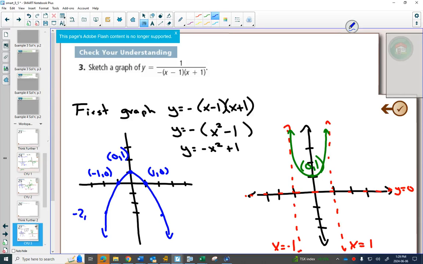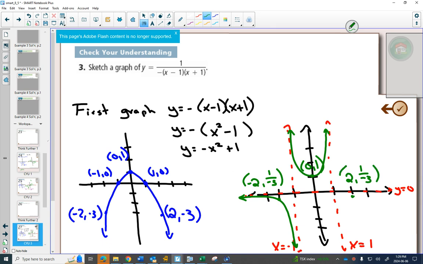We've got -2, -3. So you're going to have -2, 1 over -3. And that's enough to draw this section. And we have the point 2, -3. So we'll have the point 2, 1 over -3. And that's enough for this section. And Batman. We do have the Batman there.